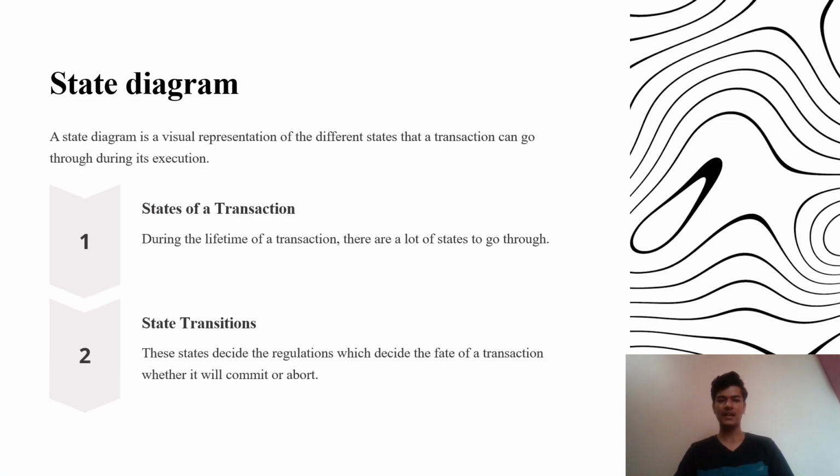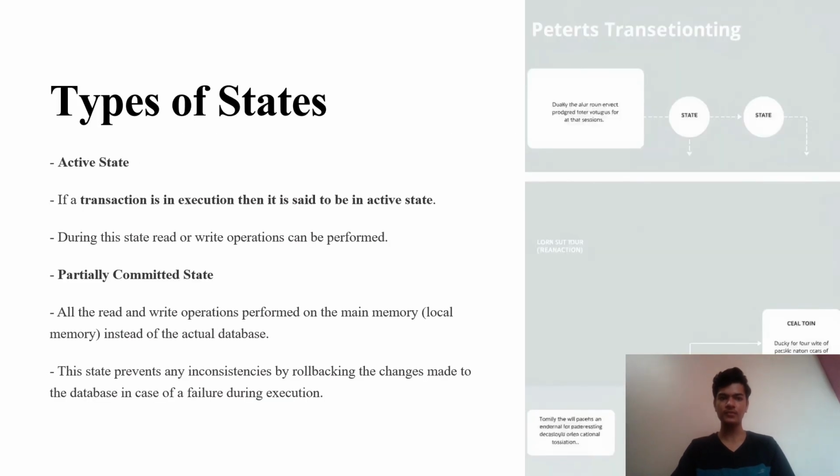Now talking about the state diagram. A state diagram is a visual representation of the different states that a transaction can go through during its execution. There are some states in which the transaction can go and it will finalize whether it will commit or it will abort. Now the types of states in that state diagram. First is the active state. If the transaction is in execution, then it is said to be in the active state. It can be read or write.